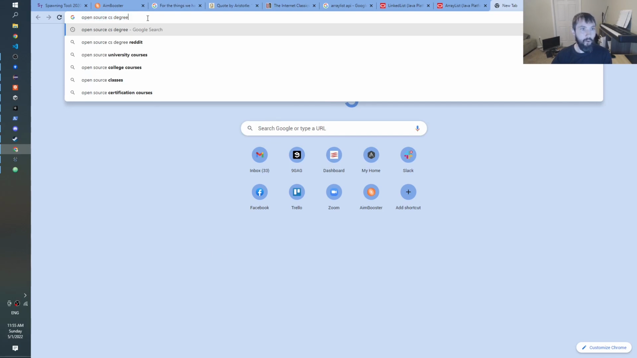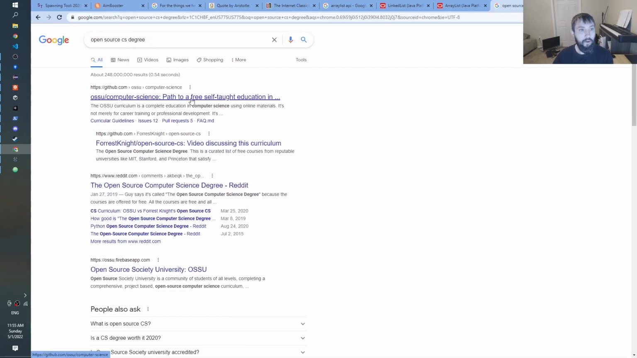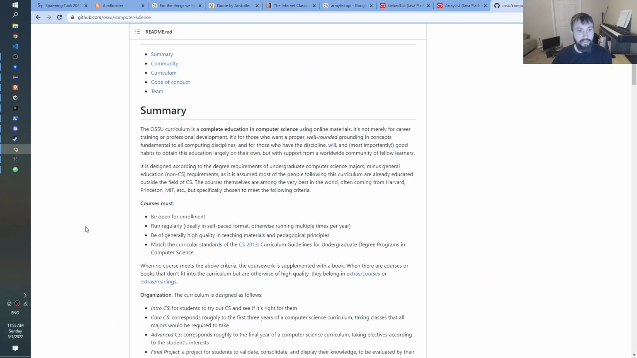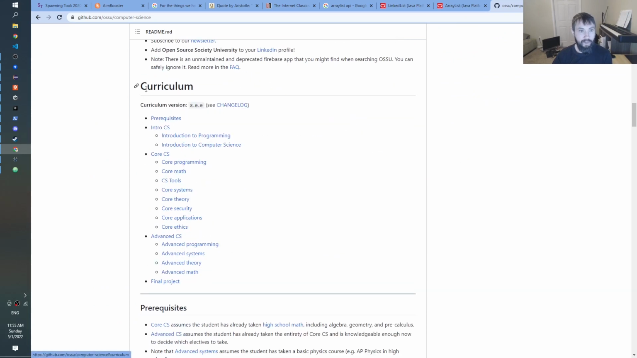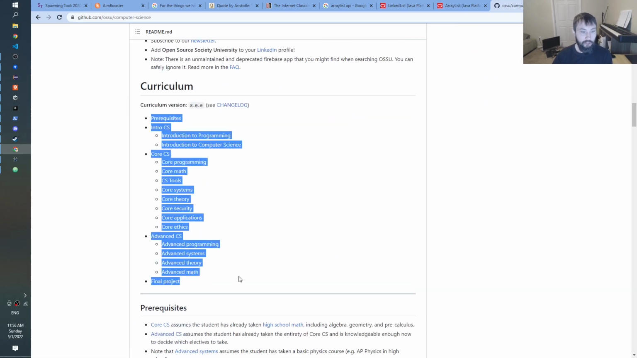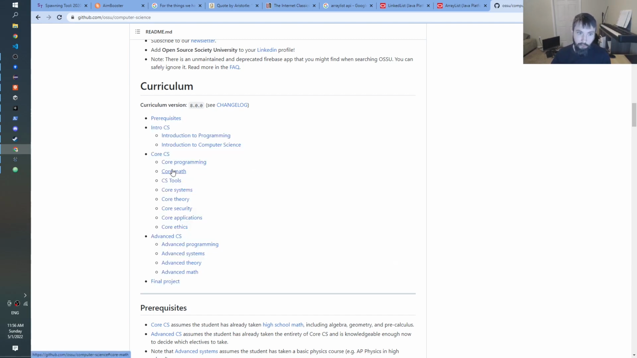And just as a side note, if you ever want to really level up your computer science, there's this Google search, open source CS degree. And there's this GitHub repository called OSSU Computer Science. And I think it's fantastic. So basically it goes through one potential set of open source online free courses that roughly matches with what you would get if you went to a 4-year university and studied computer science. It talks about some core programming, core math, some stuff that many of you have probably taken at OC. Systems, theory, applications, etc.